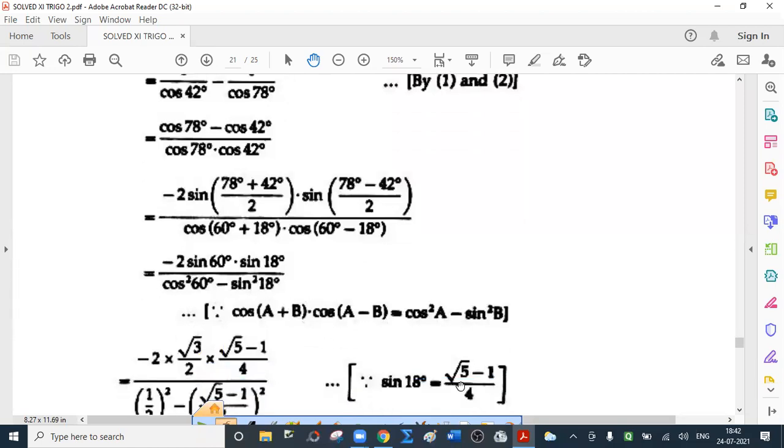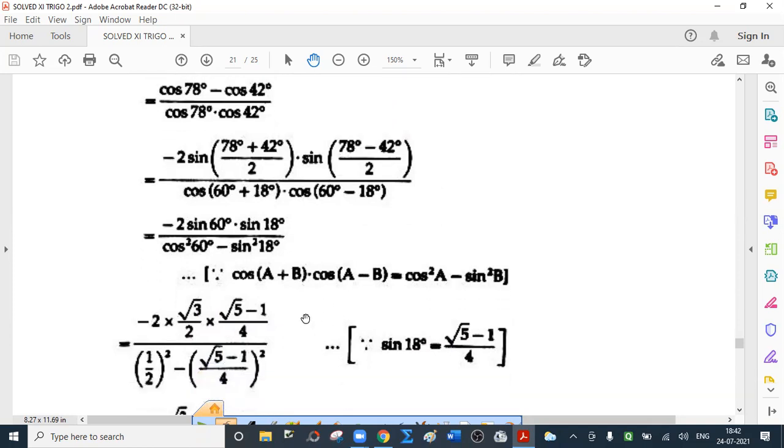Now sin 18 degree we already obtained. Here we treat this as standard result. Substitute the values. What is cos 60 degree? Half. Sin 60 degree, root 3 by 2.